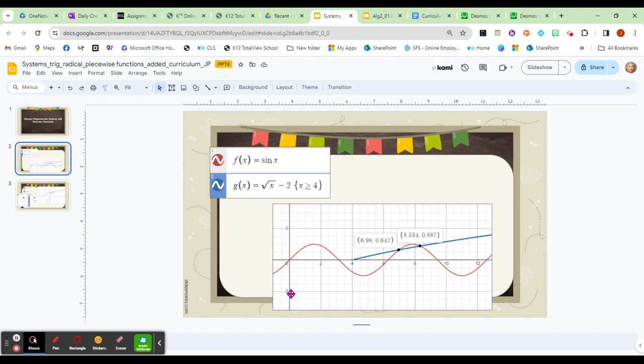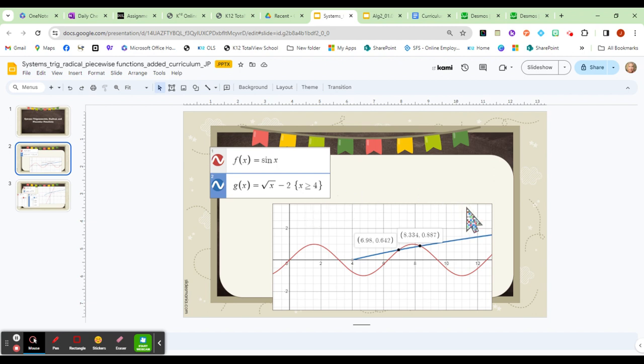So if I looked at this entire graph, it would actually start at -2 and it would progress this way. It would be a curve and it would progress up this way. But we're only graphing this piece of the graph where x is greater than or equal to 4. So that's why this graph starts on the x-axis at 4, because it's a piece of the graph of the square root of x subtract 2.